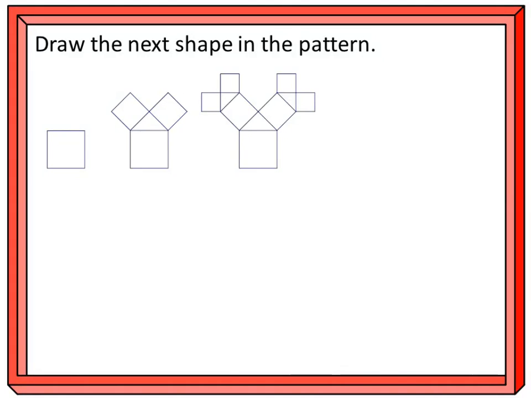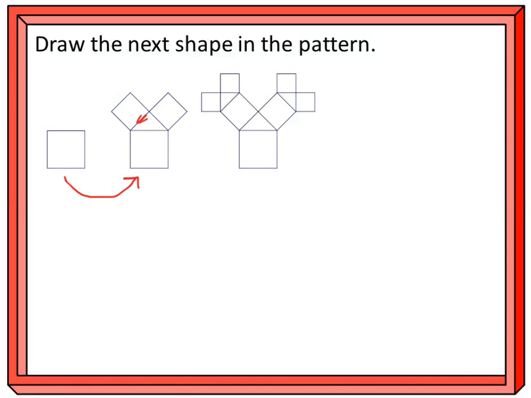Draw the next shape in the pattern. So since we're talking about patterns, we're of course using some inductive reasoning. I can see that coming from the first picture to the second picture, I've added a triangle and then two squares to the sides of the triangle.